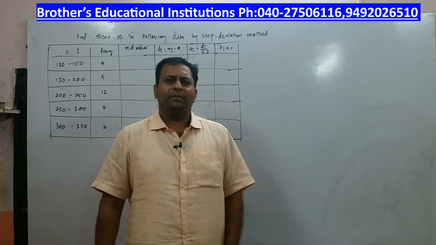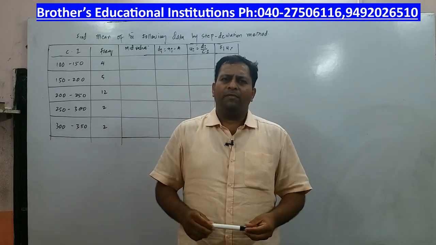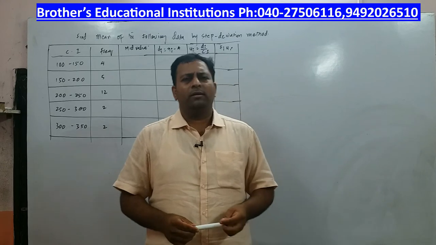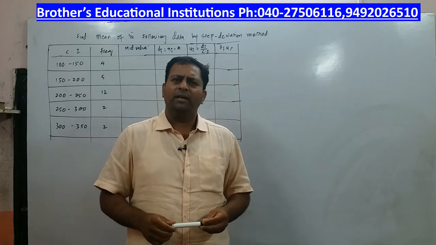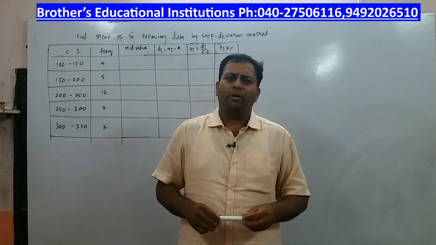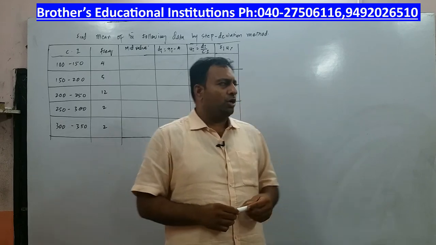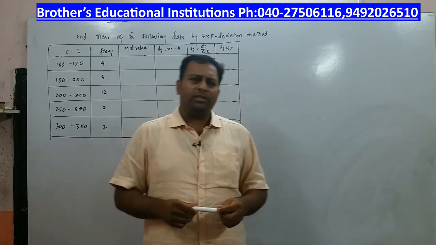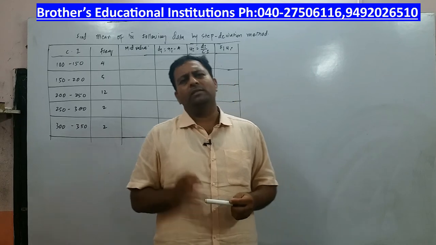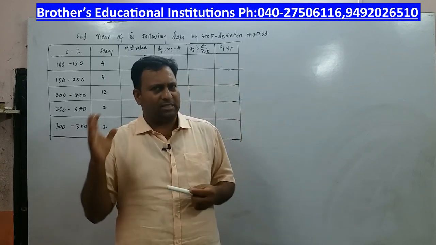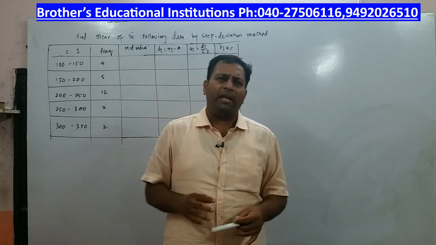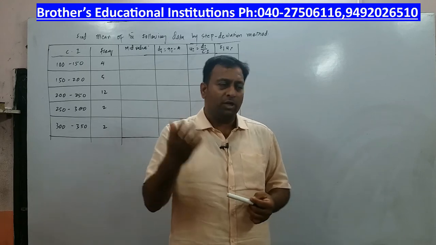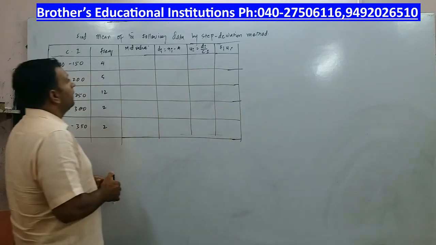Hi students, in the previous video we did a problem on mean by step deviation method. We will do one more numerical based on step deviation method, and I am sure you remember the formula. Mean is equal to a plus 1 by n sigma fi ui into h. That is the formula for finding mean using step deviation method.